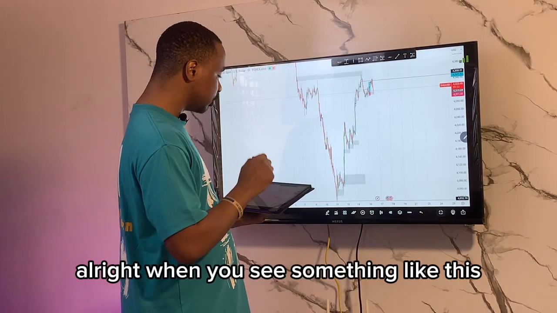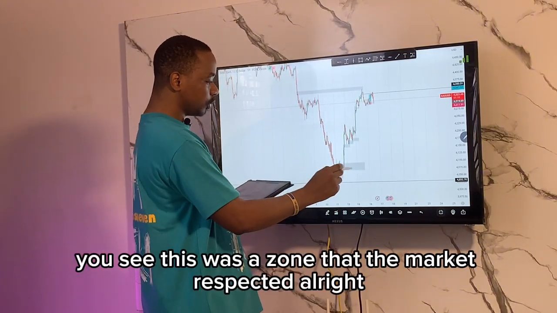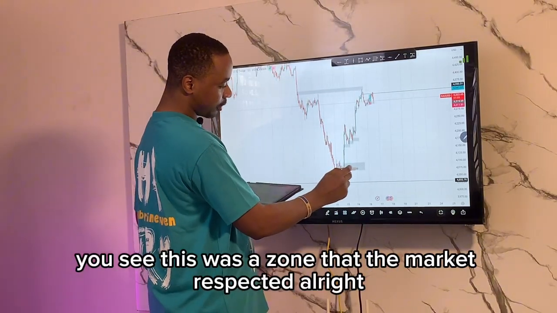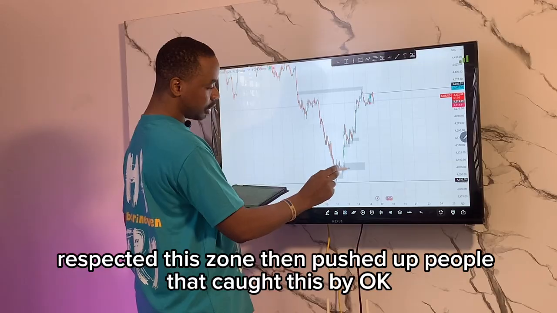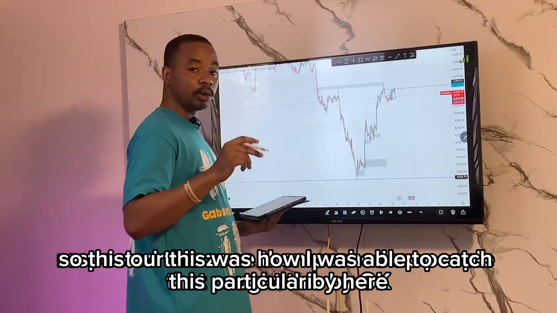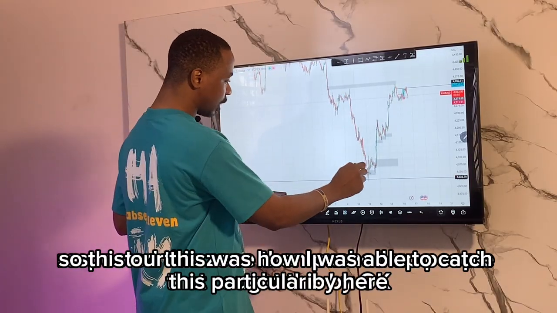All right. When you see something like this, you see this was a zone that the market respected. Respected this zone, then pushed up. So this was how I was able to catch this particular buy here.